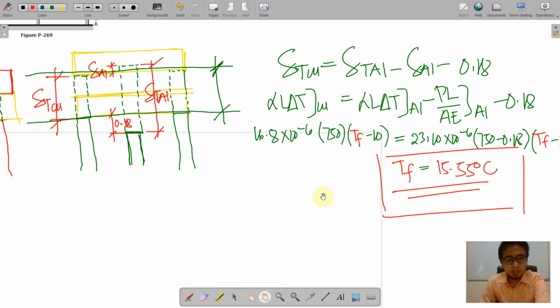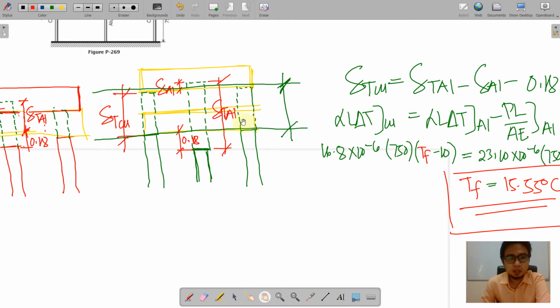So let me reiterate again that for problems in thermal stresses, we'll just have to relate to the geometry of the final position and the initial position, and then supplement it by an equilibrium equation. So in this case, we do not have any stress on the outer rods.